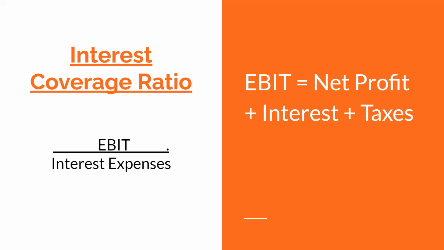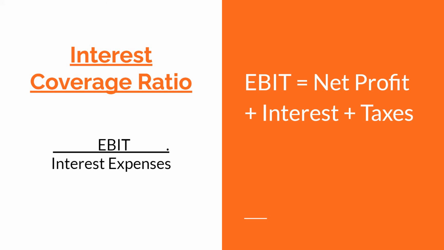So let's suppose your net profit in the current example is 1,000, interest expenses are 500 and taxes are also 500. So let's add these together and your EBIT becomes 1,000 plus 500 plus 500, which is equal to 2,000. So EBIT 2,000 divided by interest expenses of 500 is equal to 4. So your interest coverage ratio is equal to 4.